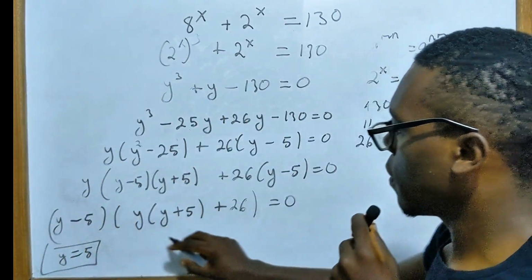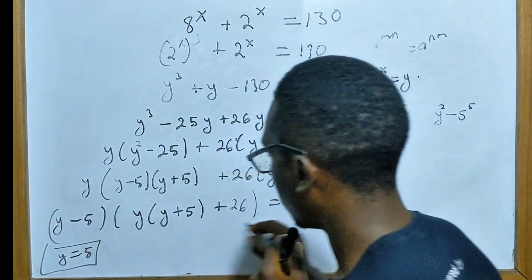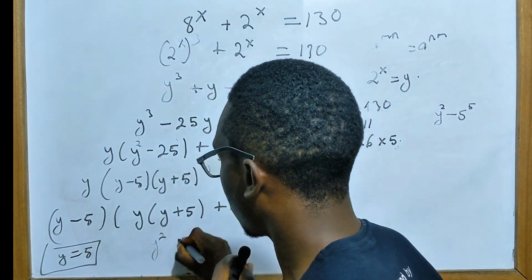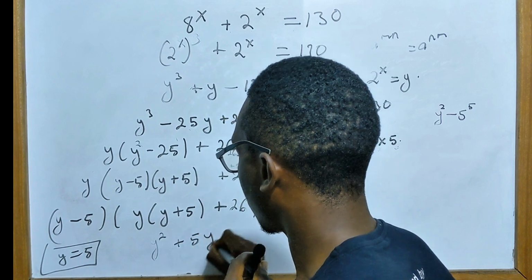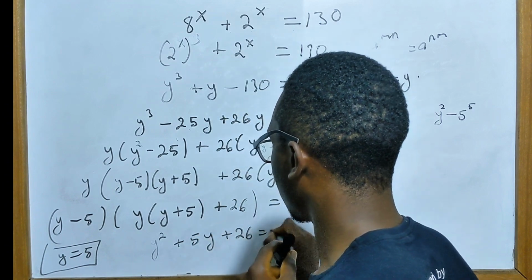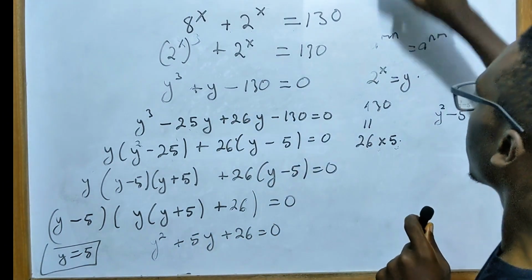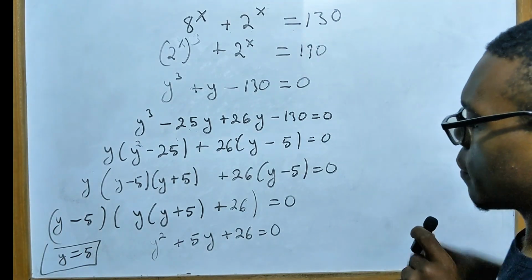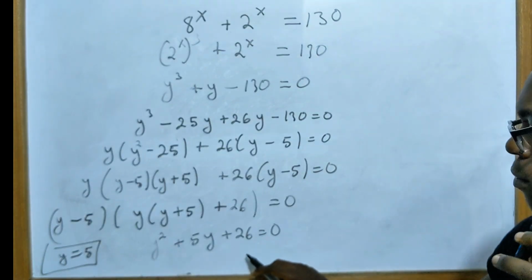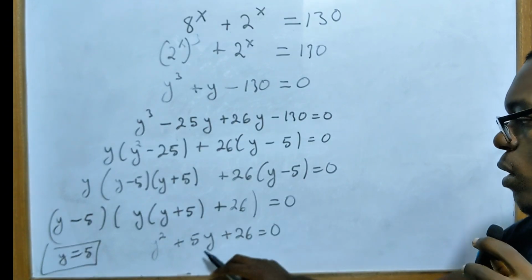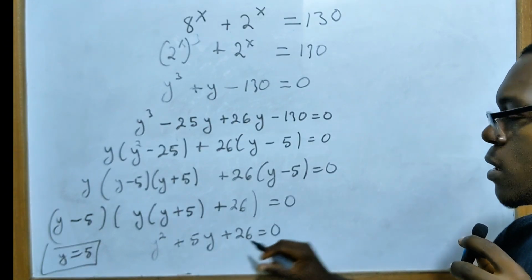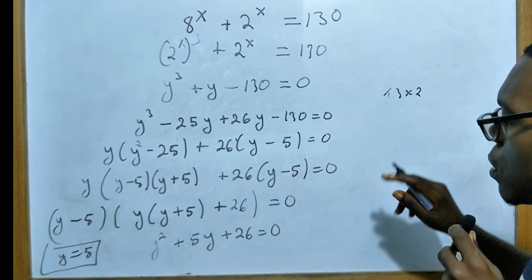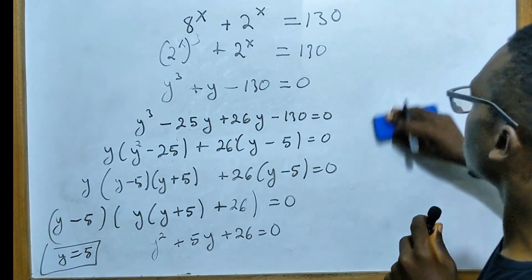Hence, we have again what? We can just bring this in to have y squared plus 5y plus 26 equals 0. At this point now, we can further factorize this one. We have 26. What can you multiply to have 26? 13 times 2.